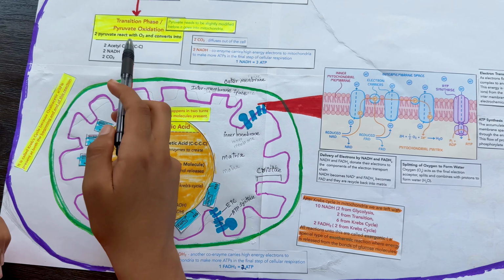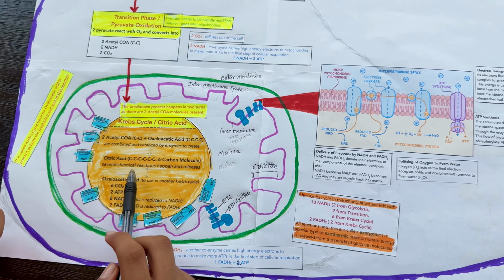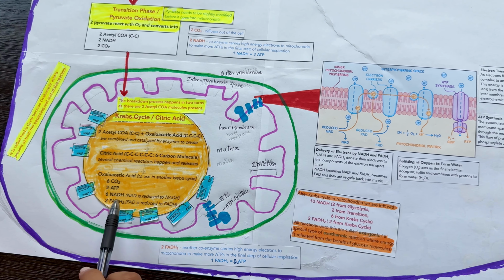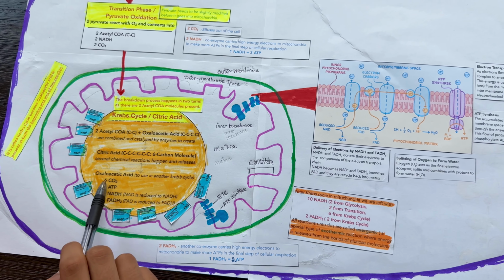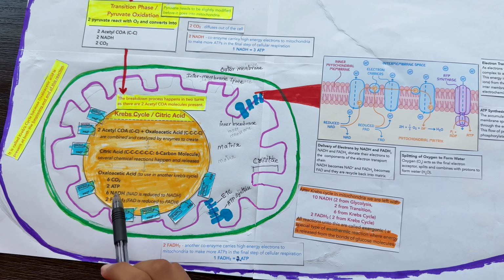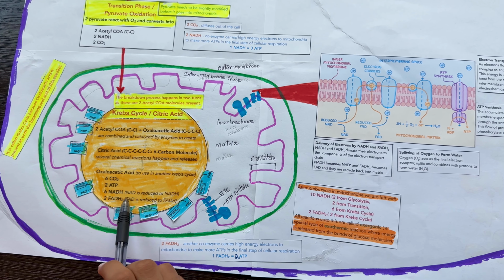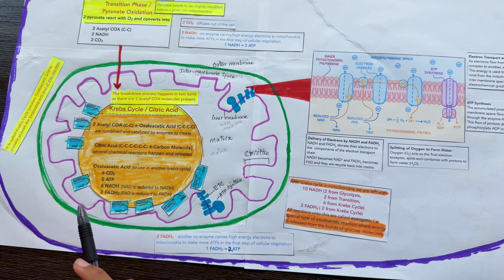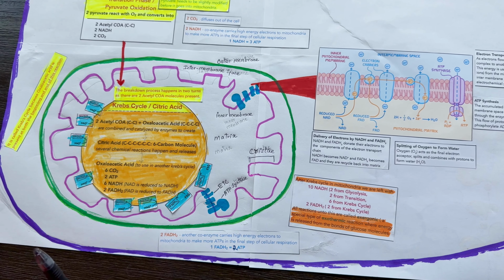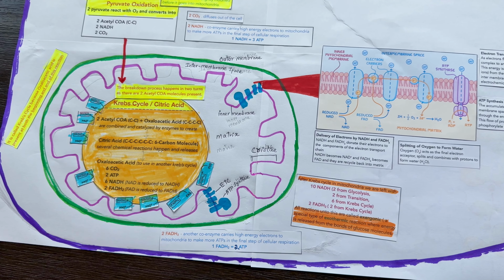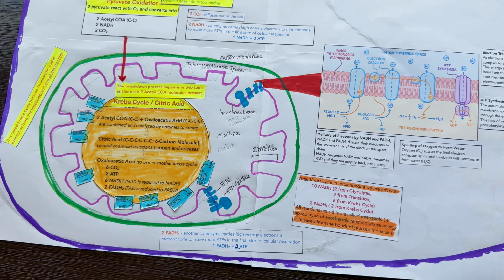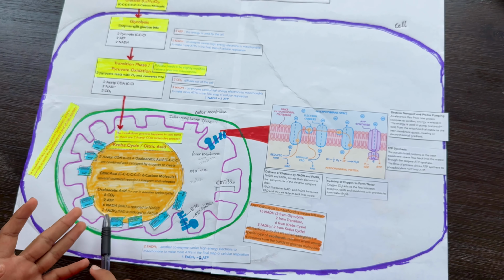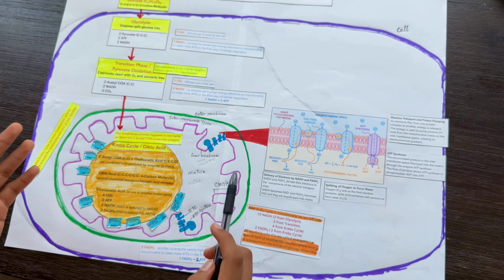So we already talked about what happens to the acetyl-CoA as it turns into citric acid, but now what happens here is we take this oxaloacetic acid, and it turns into 6 carbon dioxides, 2 ATP, 6 NADH, and 2 FADH. Now, what is FADH? It's pretty much similar to NADH. It's also another coenzyme that's used to carry high energy electrons.